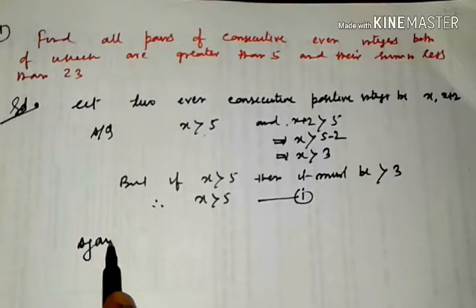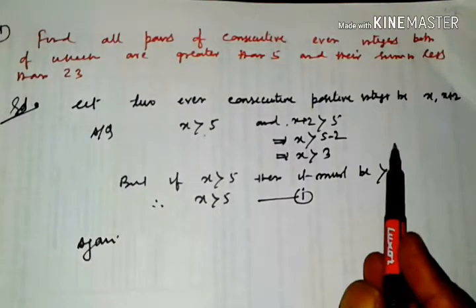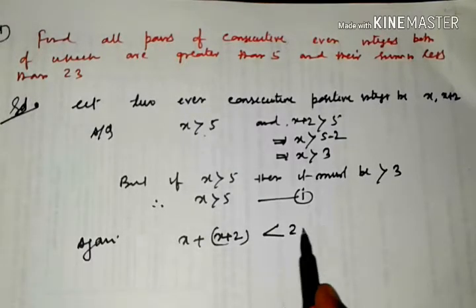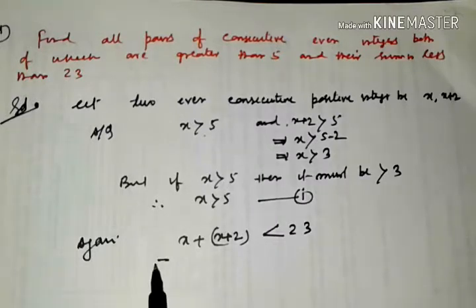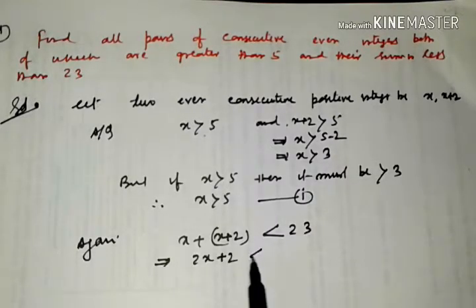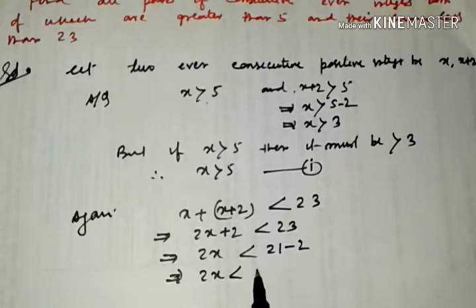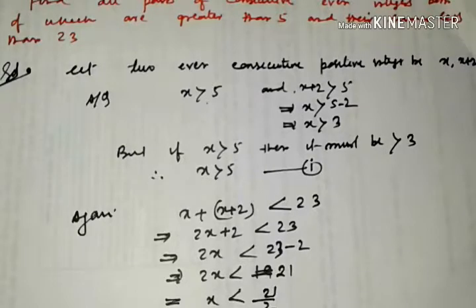Again, the second condition is that the sum is less than 23. That is x plus x plus 2 is less than 23. That is twice x plus 2 is less than 23. This implies twice x is less than 23 minus 2, that is 21. This implies x is less than 21 by 2, x is less than 10.5.